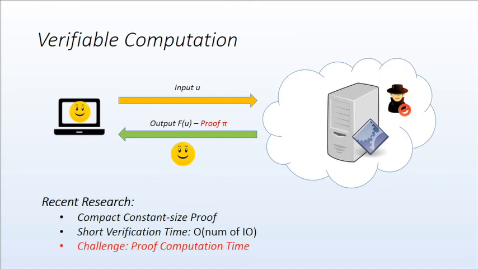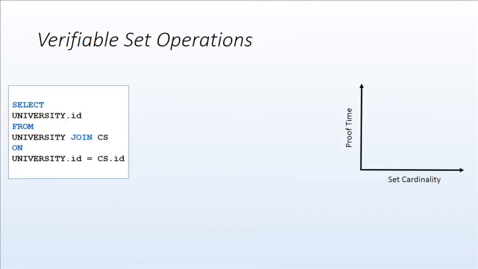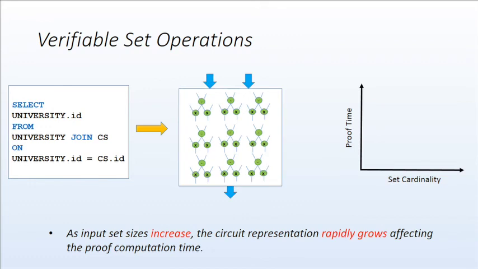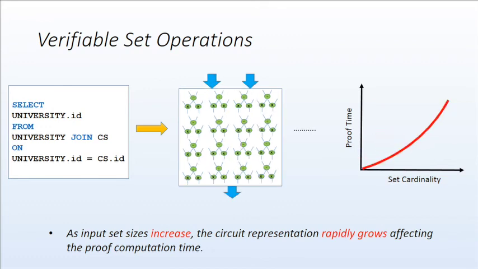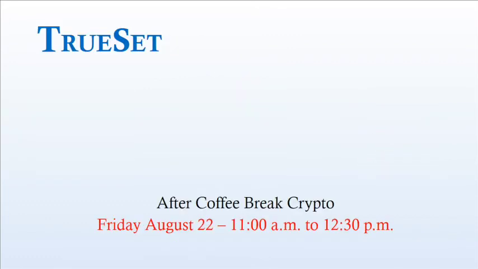However, one challenge that remains is the proof computation time, which is highly correlated with the size of the computations to be done. For example, if we wish to perform a simple verifiable join query, we will easily see how the proof computation time increases rapidly with the size of the input sets due to the large circuit representation of such computations. In TrueSet, we propose a new construction to significantly reduce such overhead for set operations.